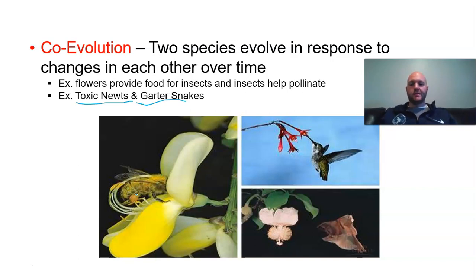Bees evolved stickier legs so they can carry more pollen, pollinate more flowers, right? That's co-evolution. Co, in this case, meaning together.